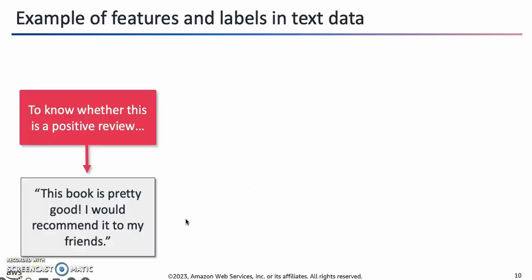So for text data, this is what machine learning algorithms are used for. We'll use those algorithms to know whether a text is positive. Perhaps the text is a review. Okay, and what we see on the screen is an example of somebody that wrote something about a book.